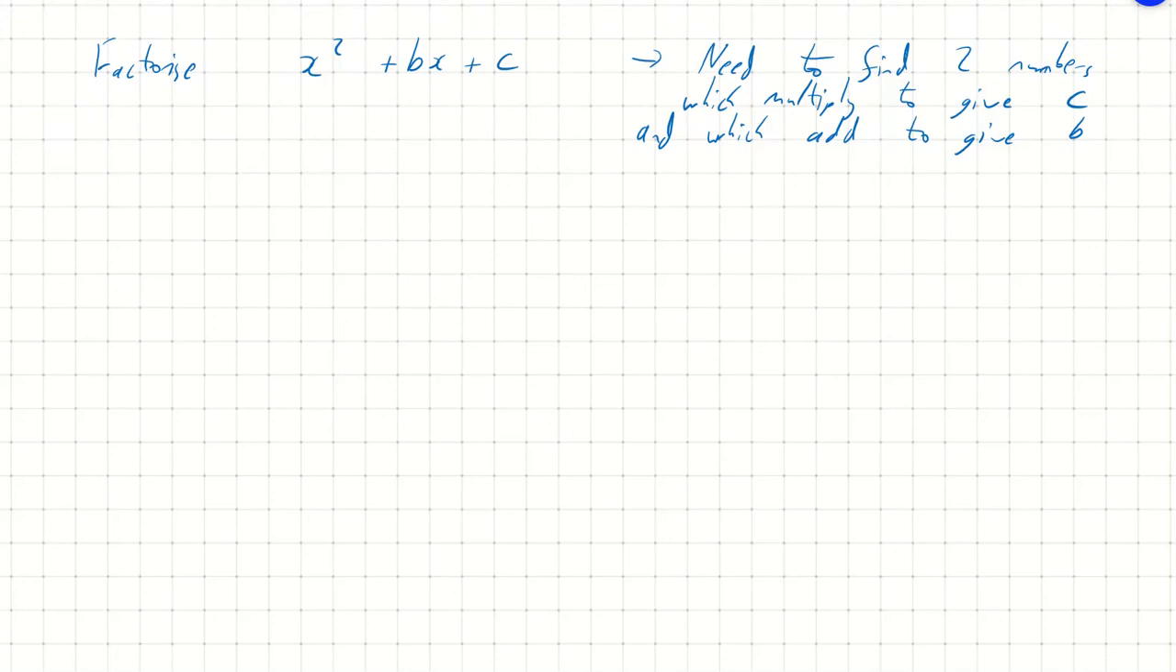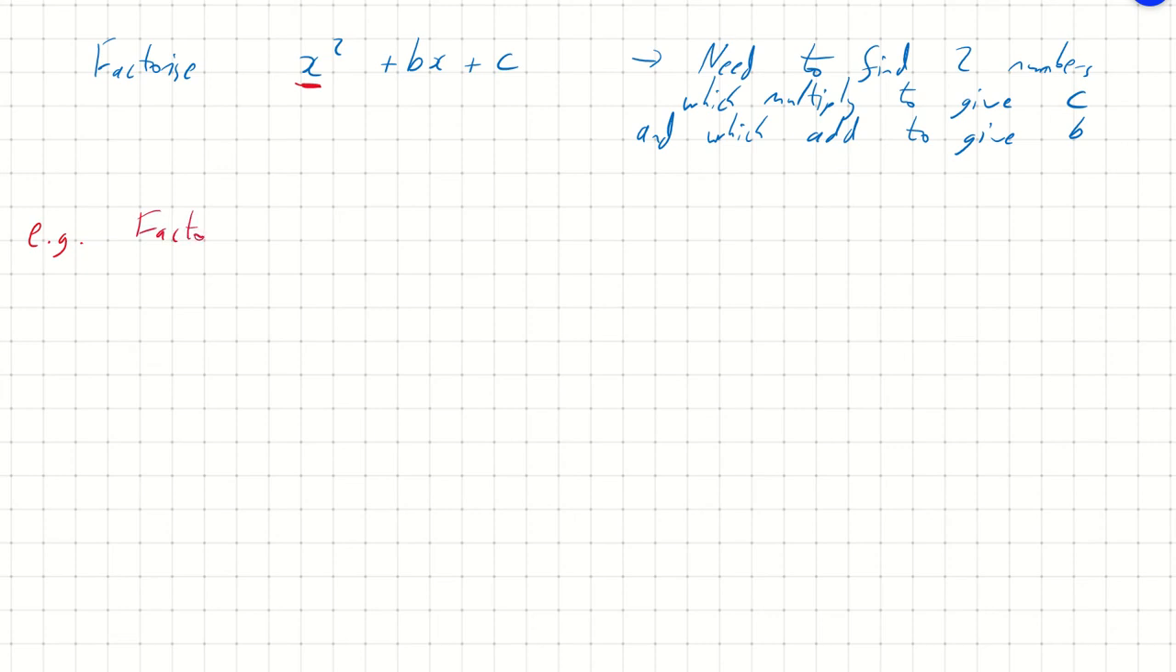In this video, we're going to look at how to factorize a quadratic expression where the coefficient of x squared is 1. So that means we just have 1x squared plus bx plus c. That's the form of what we're factorizing. And the method is that we need to find two numbers which multiply to give c and which add to give b. So let's have an example.